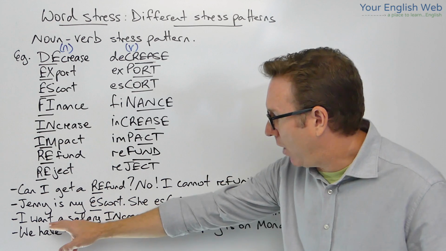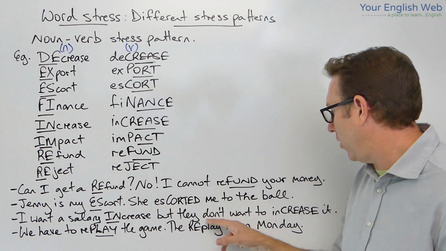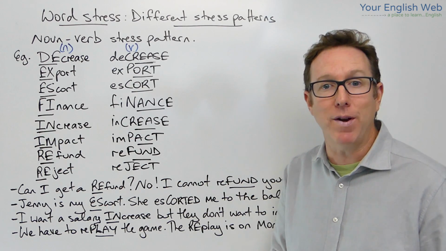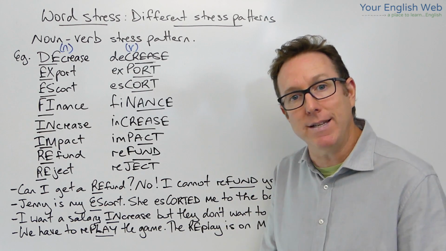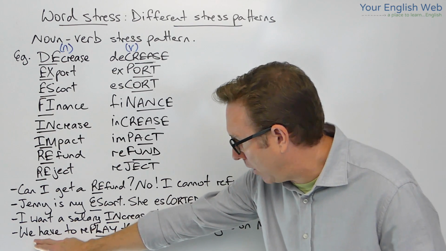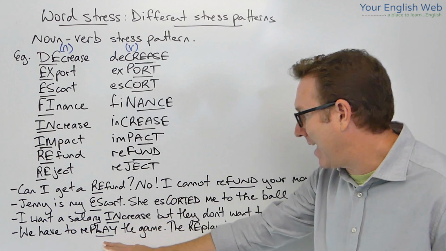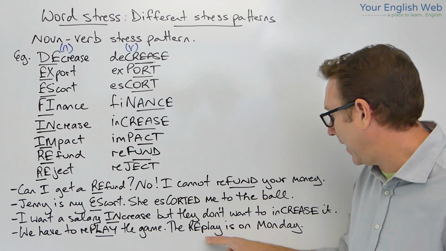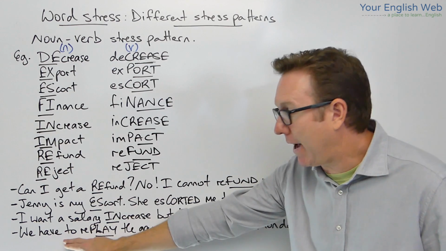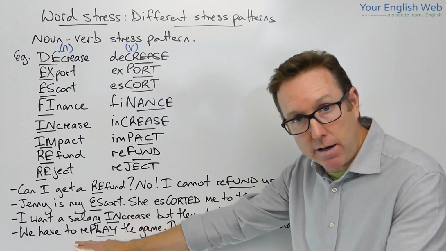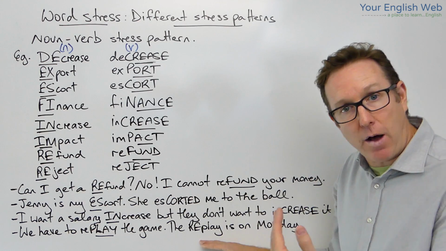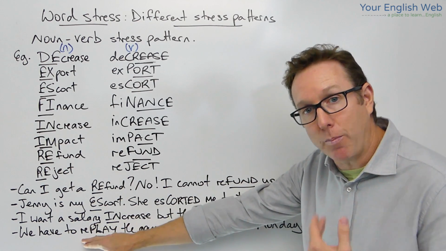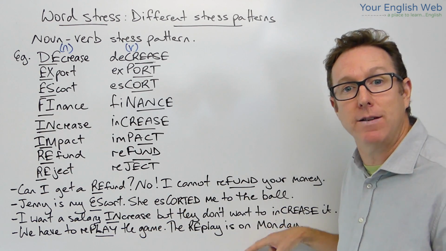The next one. I want a salary increase, but they don't want to increase it, okay? My bosses don't want to increase it. I want an increase, but they don't want to increase it. And this one here, the last one, we have to replay the game, verb. We have to replay the game. The replay is on Monday. So we have to replay the game, play it again. The replay, the noun, is on Monday. So we can differentiate between the two. We have to replay. The replay is on Monday.